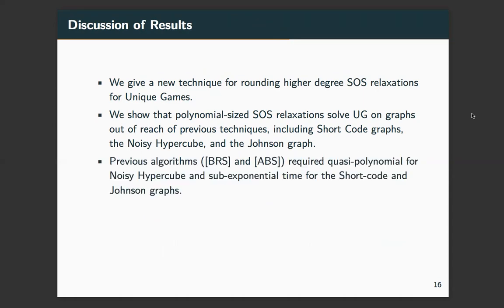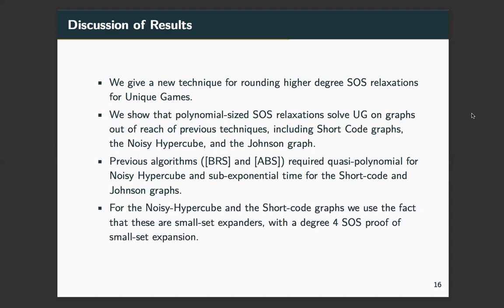Previous algorithms of BRS and ABS required quasi-polynomial time for the noisy hypercube and sub-exponential time for the short code and the Johnson graphs. We note that the noisy hypercube and the short code graphs are in fact small set expanders, and we crucially use this fact and the fact that they have a degree 4 sum of squares proof of small set expansion to give an algorithm for unique games on these graphs.